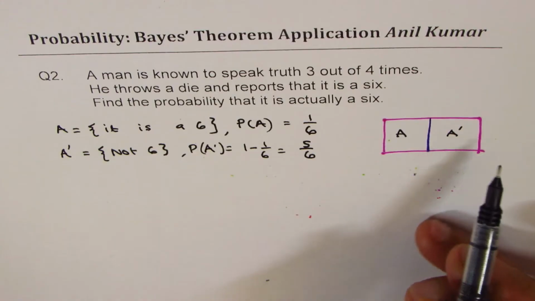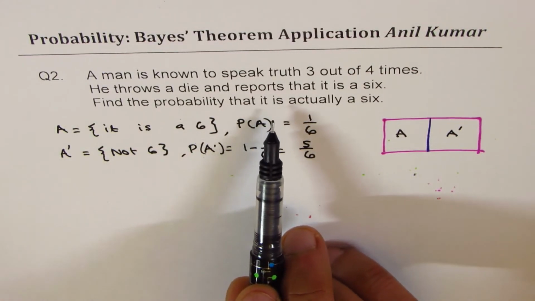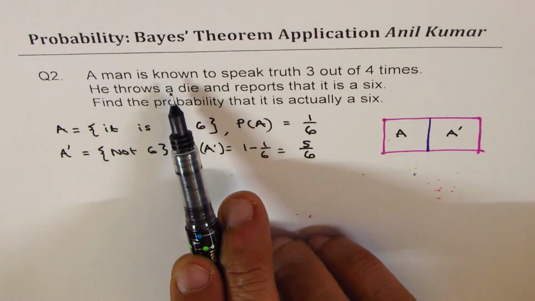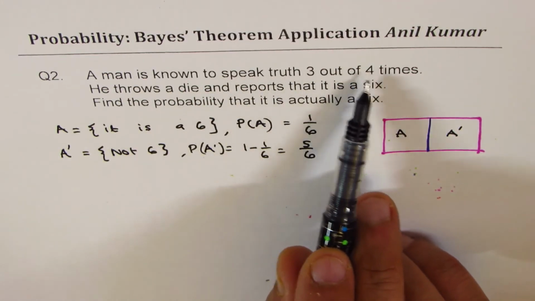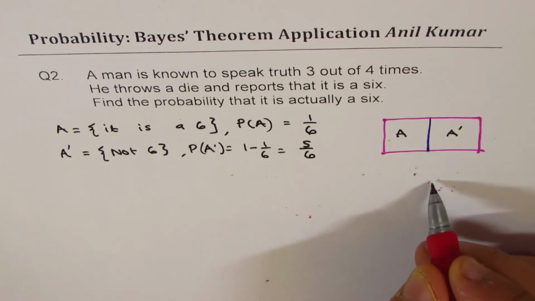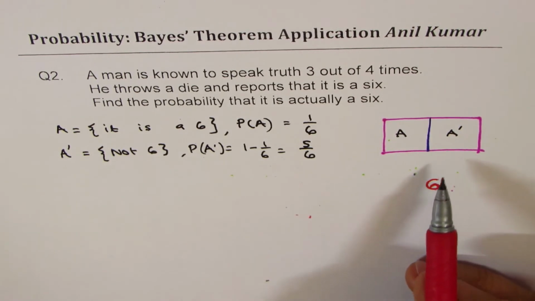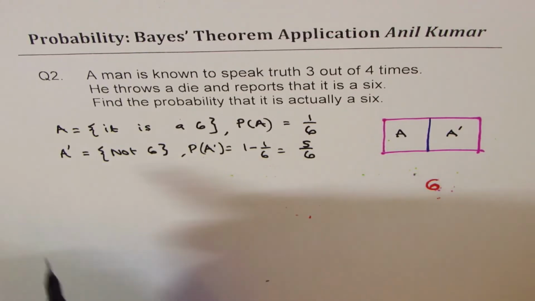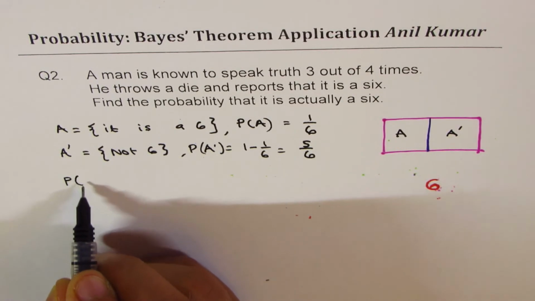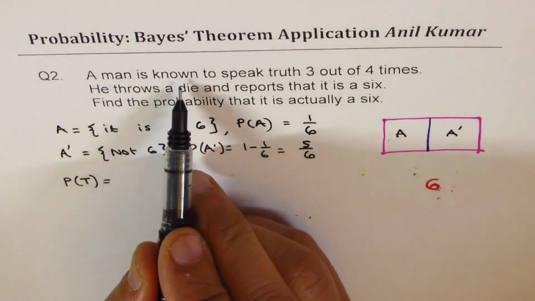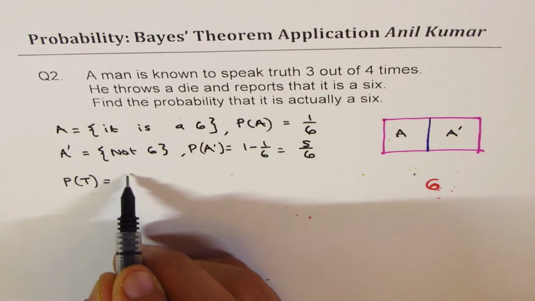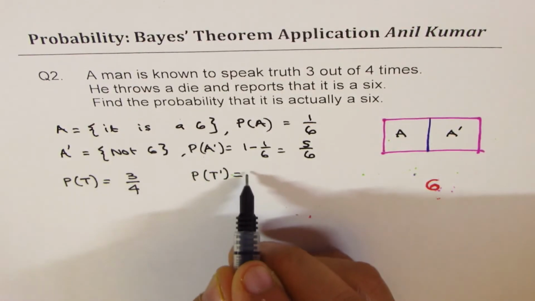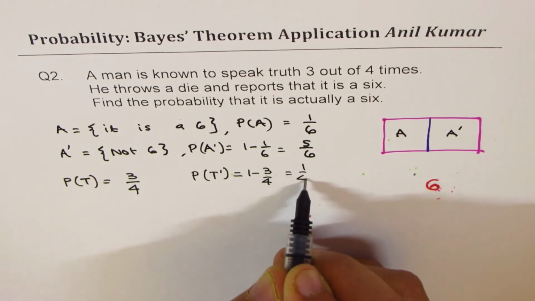So that is an experiment. Now, what is being reported? He throws a die and reports that it is a 6. And we also know that this person speaks truth 3 out of 4 times. So that means the number 6 could be reported by either telling a lie or by telling the truth. Do you see that? So let us say the probability for truth is 3 out of 4 times. So the probability for not truth is 1 minus 3 out of 4, which is 1/4 of the time.